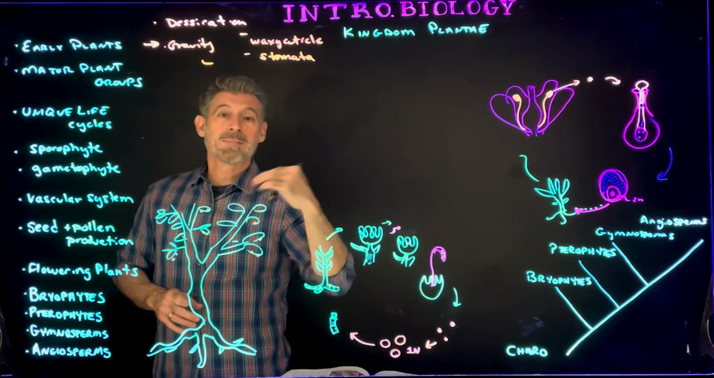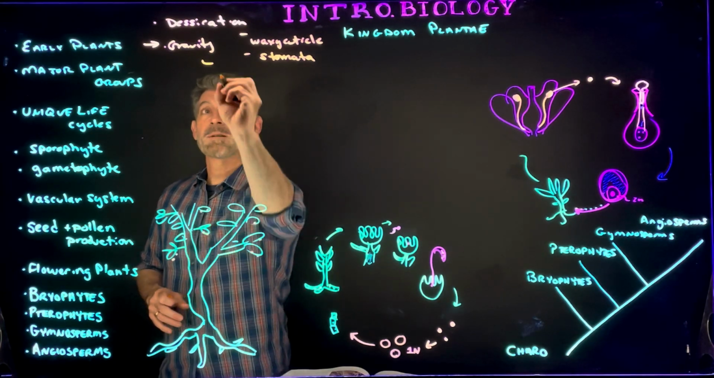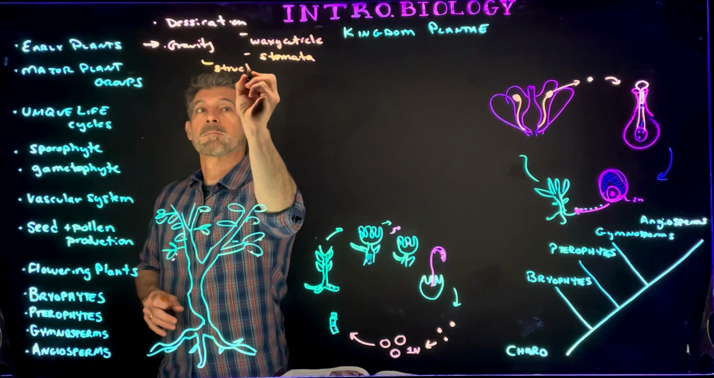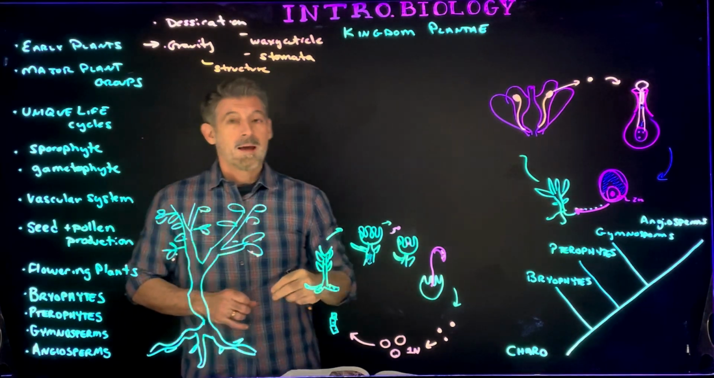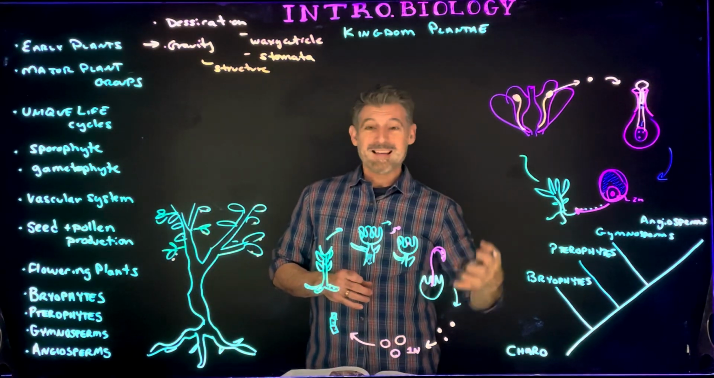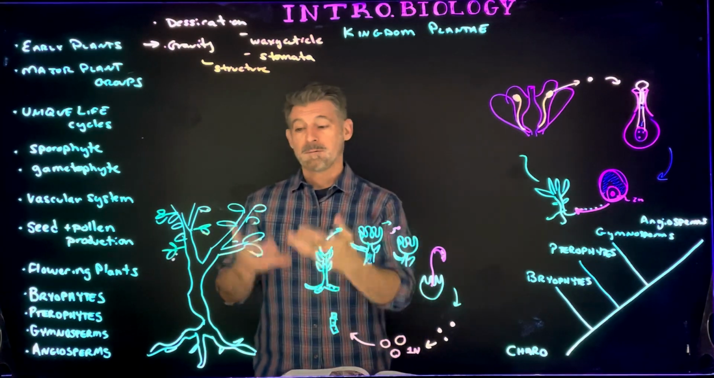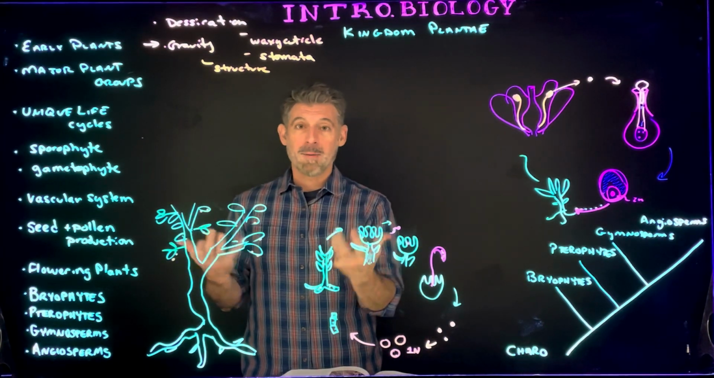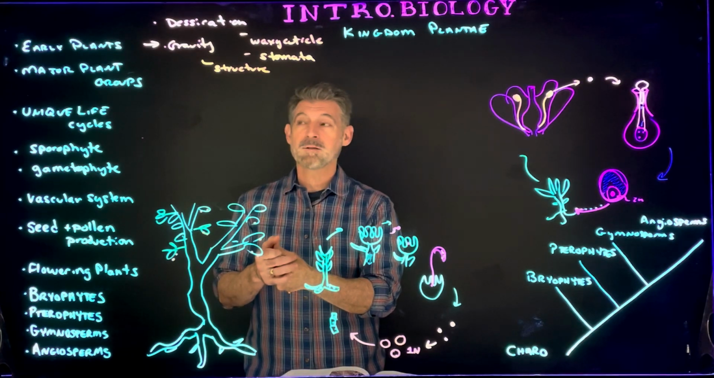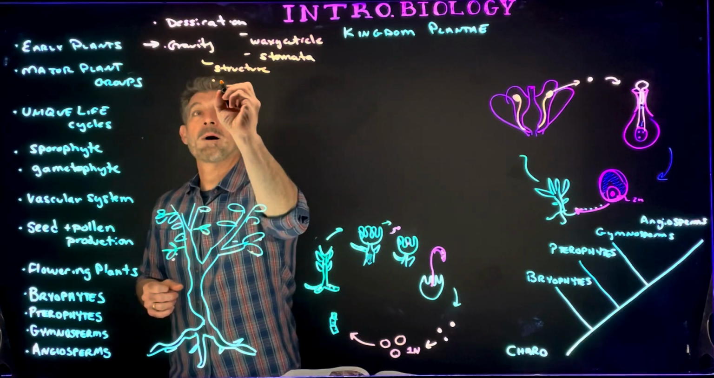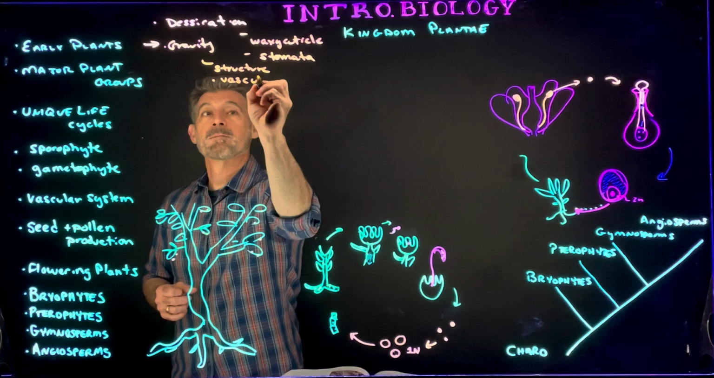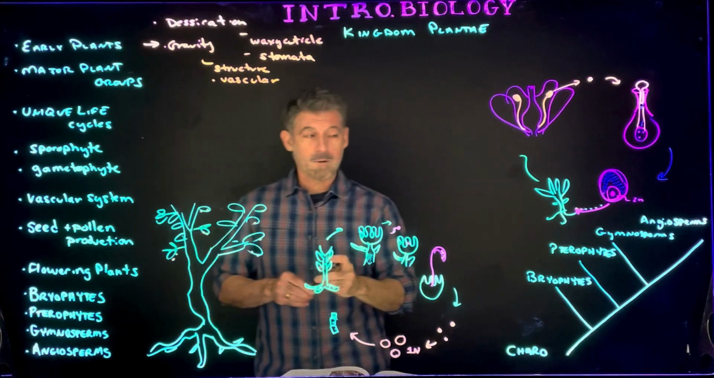For gravity, they're going to have some more structural materials, and to ultimately get larger they're going to require some type of transport system to move fluids throughout the body of the plant. And so that's going to require some type of vascular system, which is one of the things that we're going to talk about.